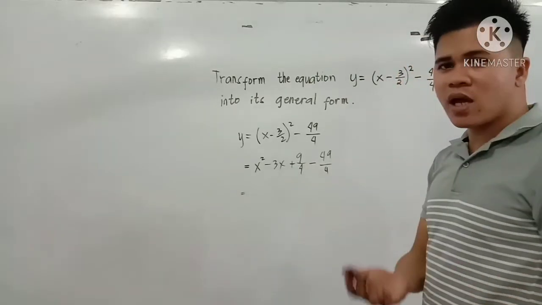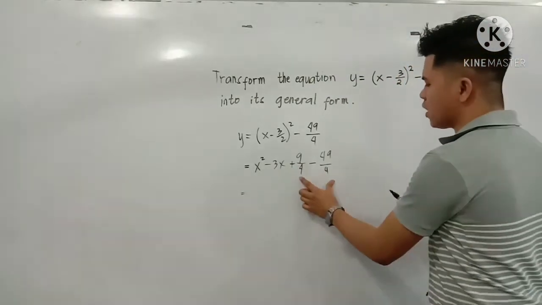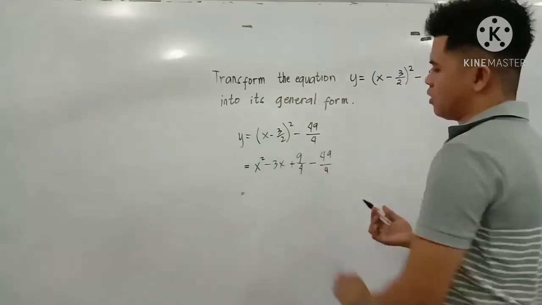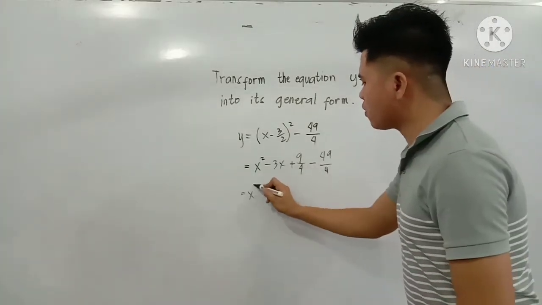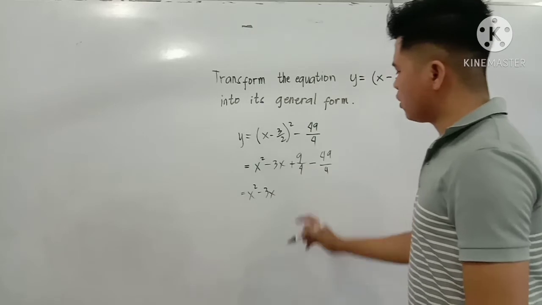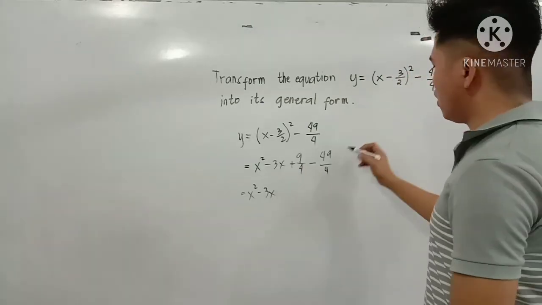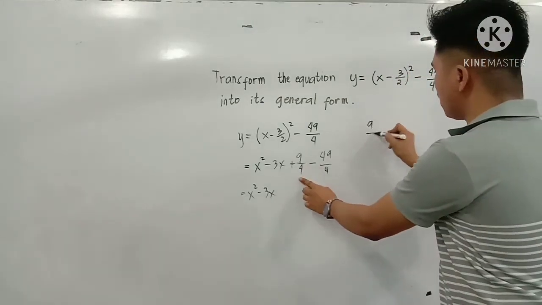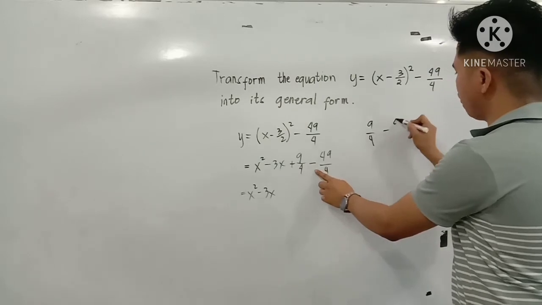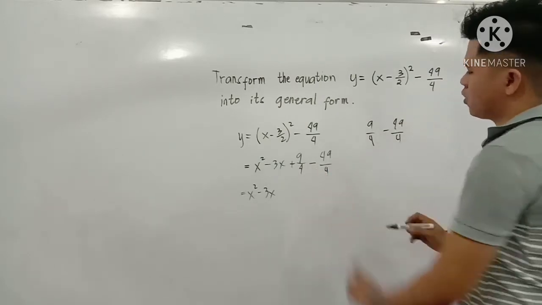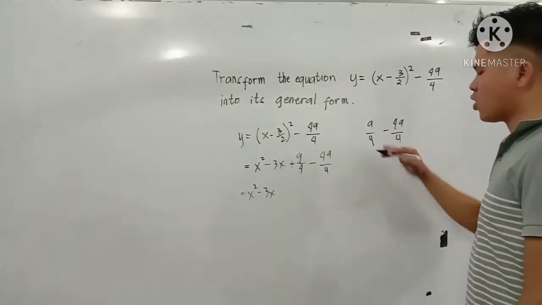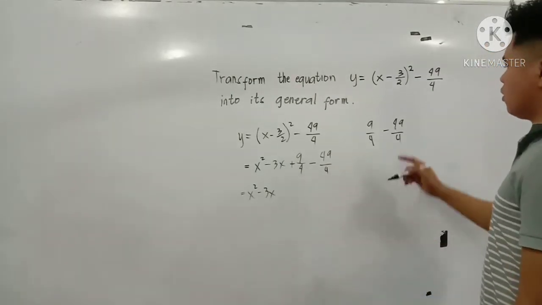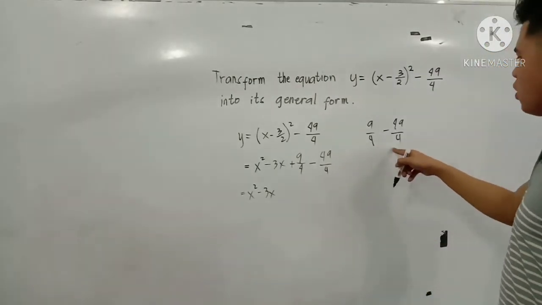Then, combining like terms, so we have two constants. So we combine this one. So copy x squared minus 3x. Then let's combine this one first. Okay, so we have here positive 9 over 4 minus 49 over 4. So subtracting fractions. So similar fractions.